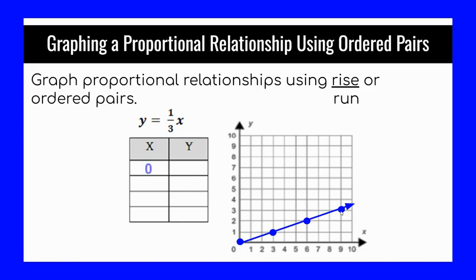of 3. So we started with 0, 0. Then for my x value, I'm going to pick 3. I could plug that in for x. 1/3 times 3 is 1. Your calculator can do that math for you.